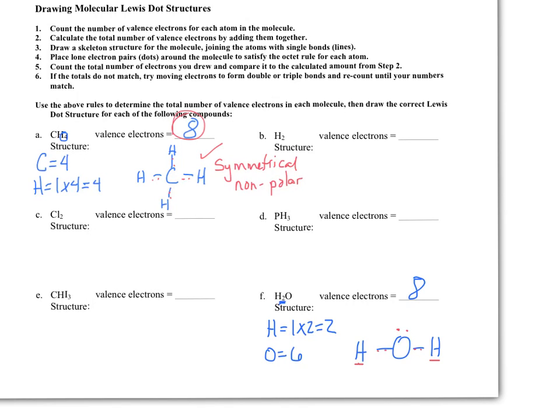So we add lone pairs around the oxygen so that way we satisfy the octet rule. And now oxygen has 8 electrons that hang out with this. We're going to count the total here and see if it compares. Well, we have 1, 2, 3, 4, 5, 6, 7, 8. And we have 8 valence electrons total, so this works out.